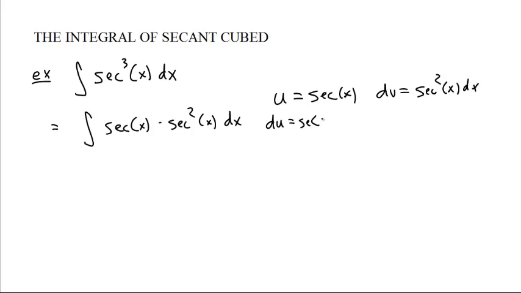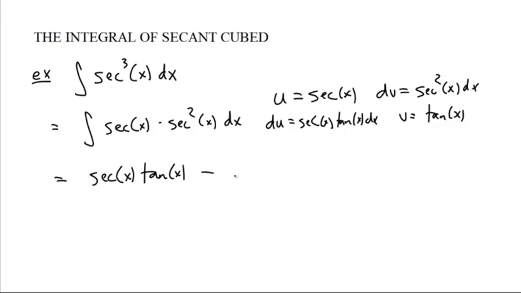It is secant of x tangent of x dx, and we do know whose derivative is secant squared. It's just tangent of x. So this whole thing turns into uv, which is secant x tangent x, minus the integral of v du, which is the integral of secant of x tangent squared of x dx.